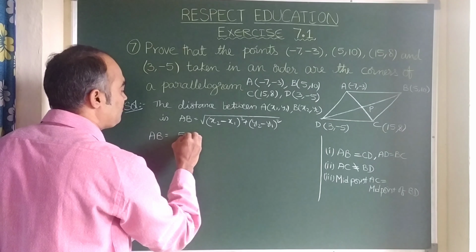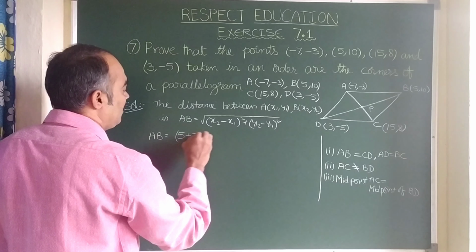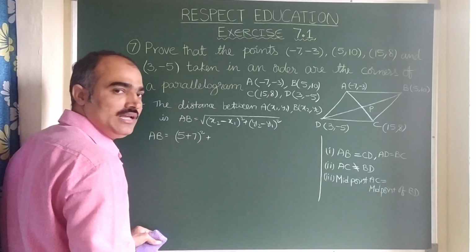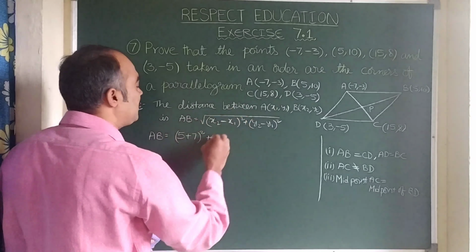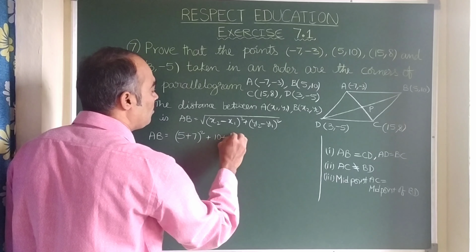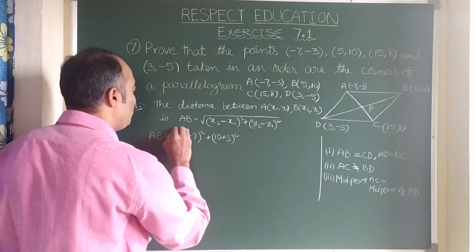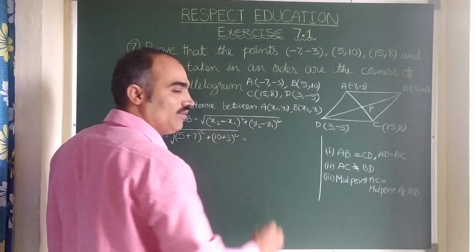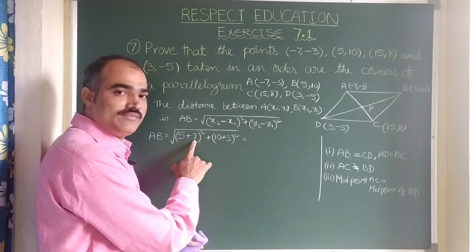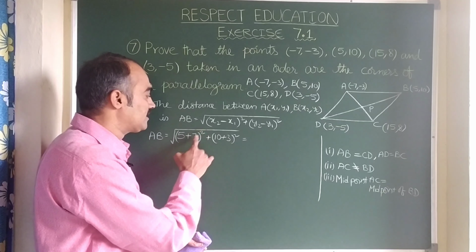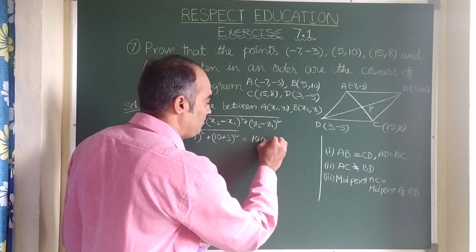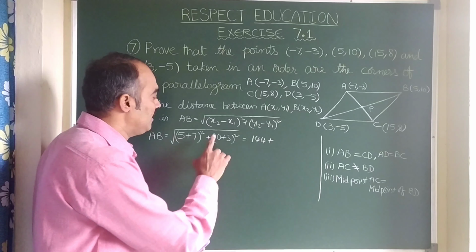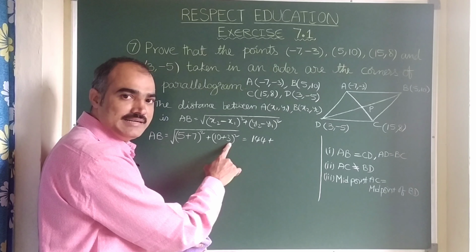So we can write (5 + 7) whole square plus (10 minus of minus 3), so (10 + 3) whole square, all under root. If we simplify, 5 plus 7 is 12, so it is 12 square. 12 square is 144, plus 10 plus 3 is 13.